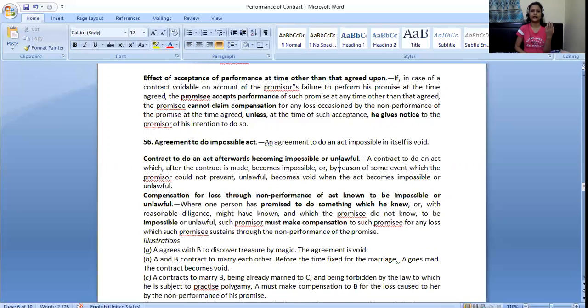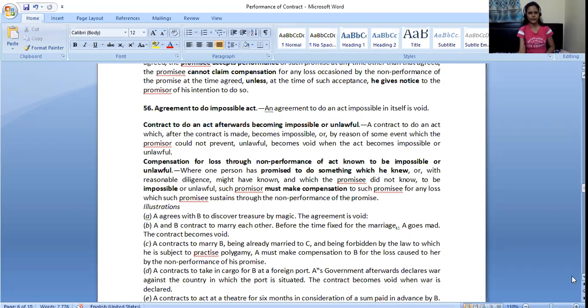So in that case, what happens? It has become impossible or unlawful. You cannot supply it without a valid doctor's prescription. So in that case, the contract will become void because it has become impossible to perform it without having a valid prescription from a practicing doctor.